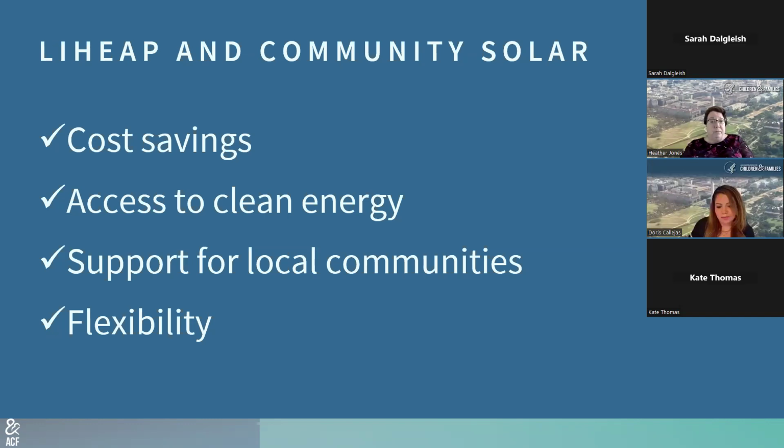It also provides support for local communities. By subscribing to the community solar project, individuals with low income can support the development of local renewable energy projects, which can create jobs and stimulate economic growth in their communities. And finally, it allows flexibility. Community solar projects typically offer flexible subscription options, which can be helpful for individuals with low income who have fluctuating income or may need to adjust their energy usage depending on their financial situation.